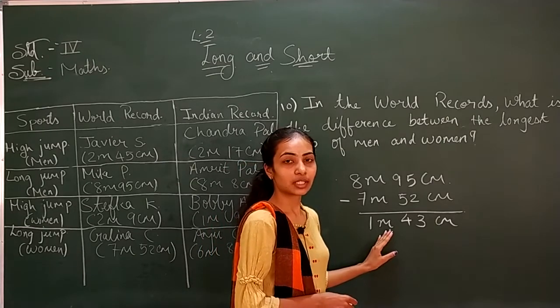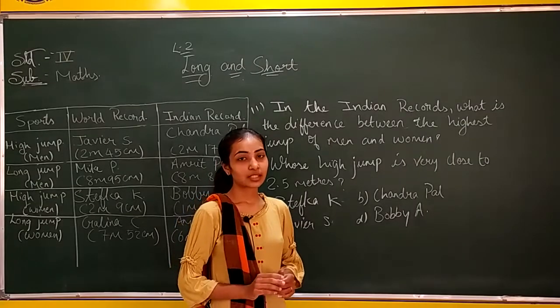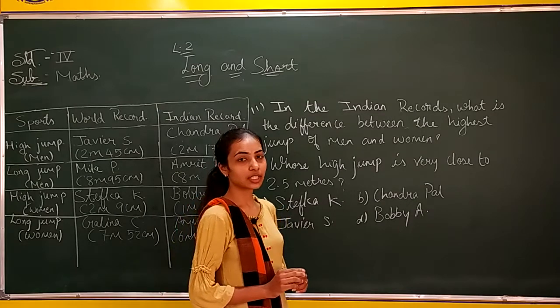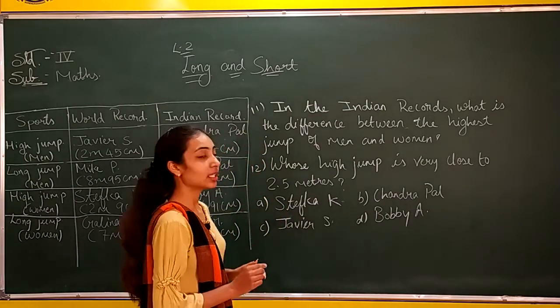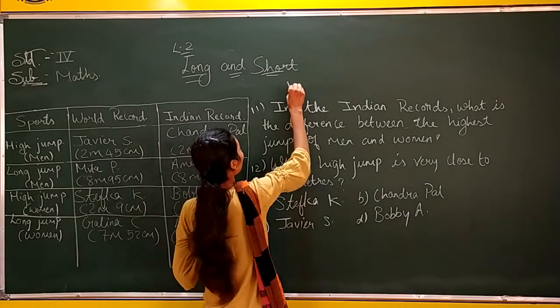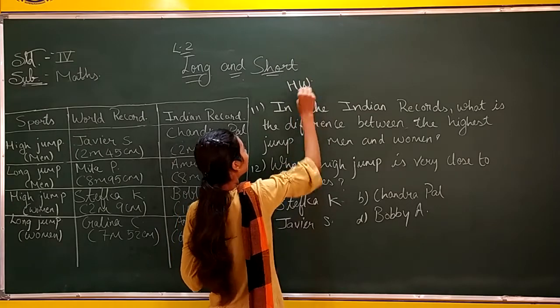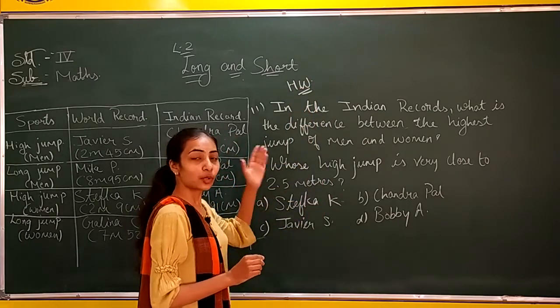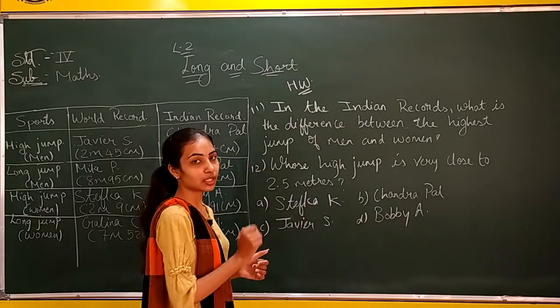This you need to write in your CW. See, 7, 8, 9, 10 you will write in your CW, and 11 and 12 you will write in your homework book. So this is your homework that you need to do by yourself. These problems are similar to what we have done in 7 to 10.